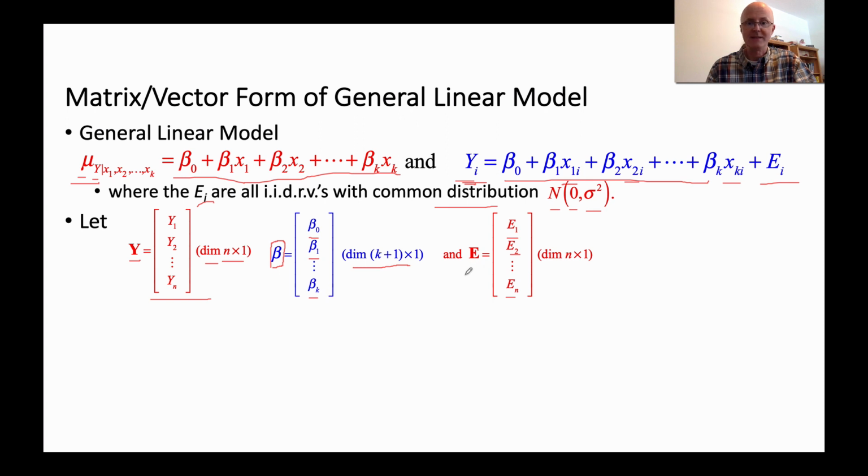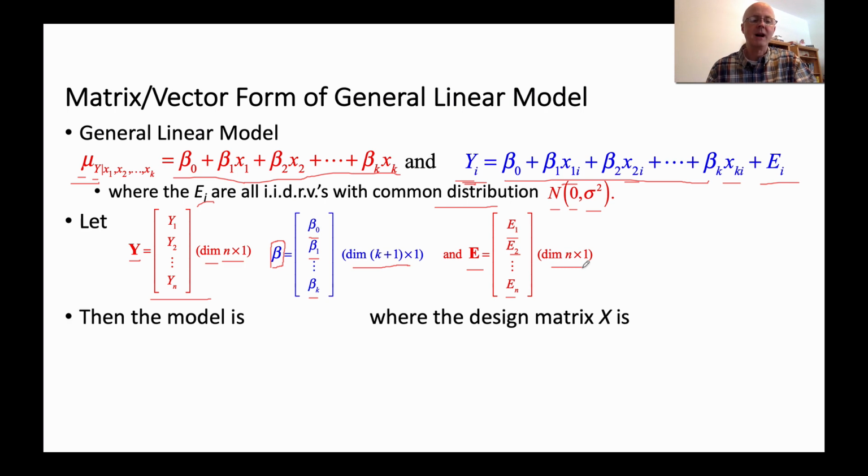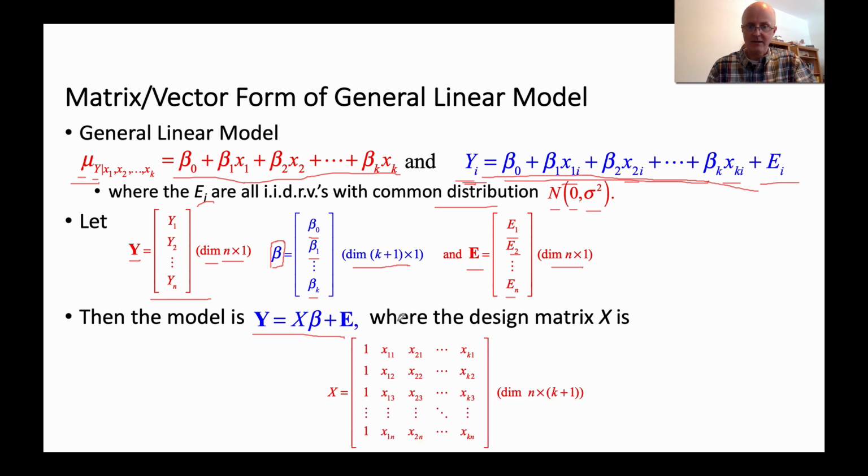And I made that bold-faced. It let me do that. That's an n-dimensional vector. As a matrix, it's n by 1, n rows and 1 column. Then in this context, you can write the model very succinctly like this: Y equals X times beta plus e. That's essentially taking this equation n times and putting everything in a vector, where X is the design matrix and it equals this that you see right here.